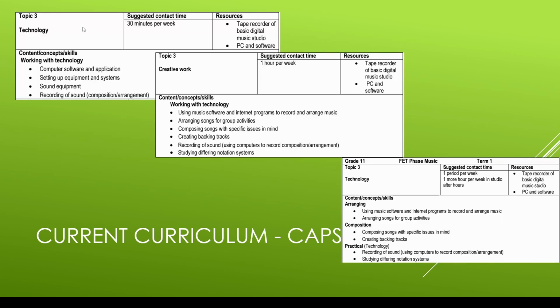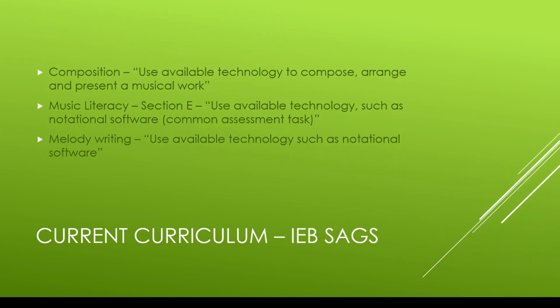It said, for topic 3, I think this was in grade 10, in technology, working with computer software and applications, setting up equipment, sound equipment, recording of sound. Also, we had creative work, using software and internet programs to record and arrange music. These are all fantastic things that we should be doing with our learners if we want to prepare them for the music world outside. And very similar, I think, for grade 11 in FET music. Yeah, very similar things. Okay, what about the IEB?